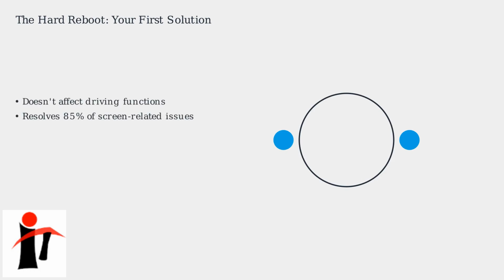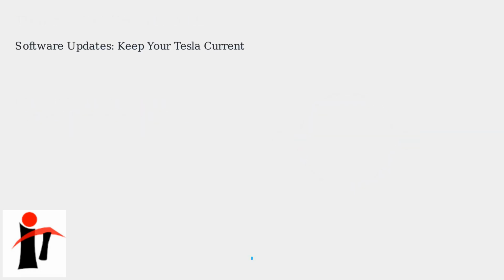This process doesn't affect your vehicle's driving functions, so it's safe to do while parked. According to user surveys, this hard reboot resolves 85% of screen-related issues in Tesla Model 3 vehicles. Tesla continuously improves its software to address glitches and enhance performance. To keep your Model 3 running smoothly, ensure it's updated to the latest version.